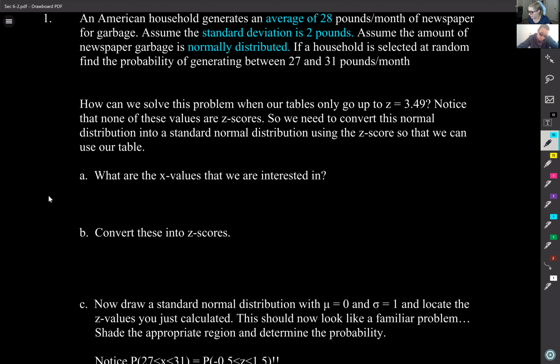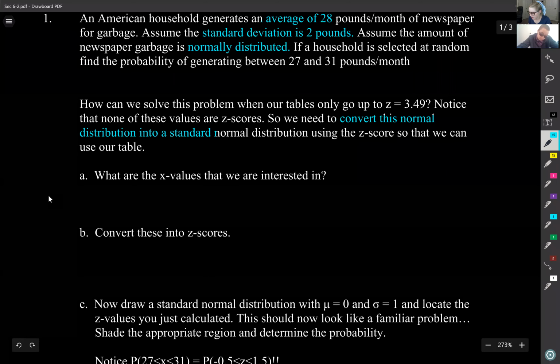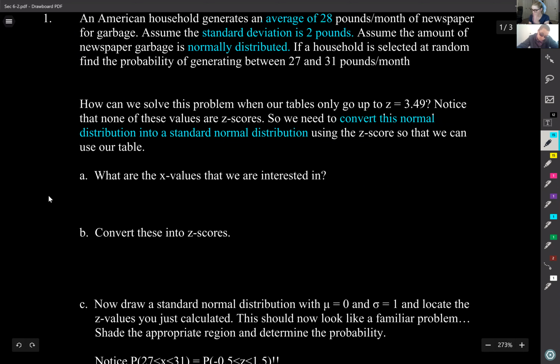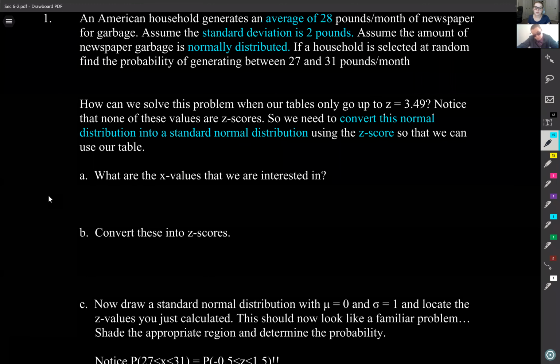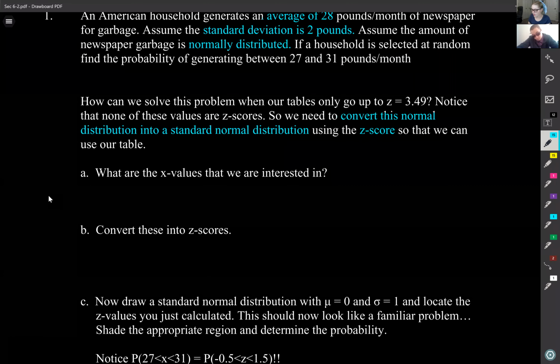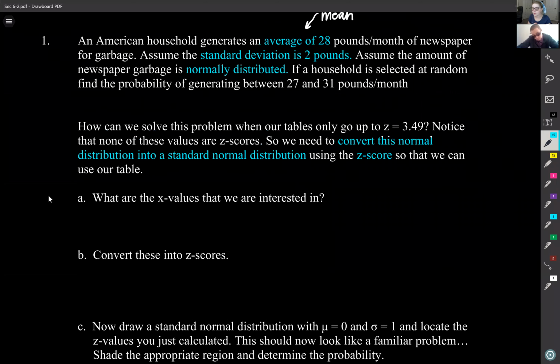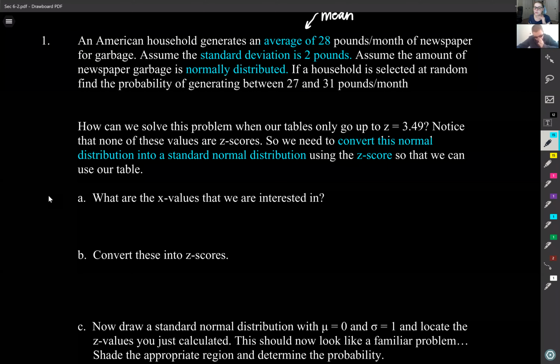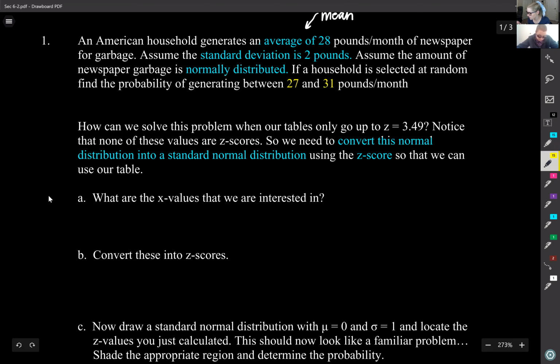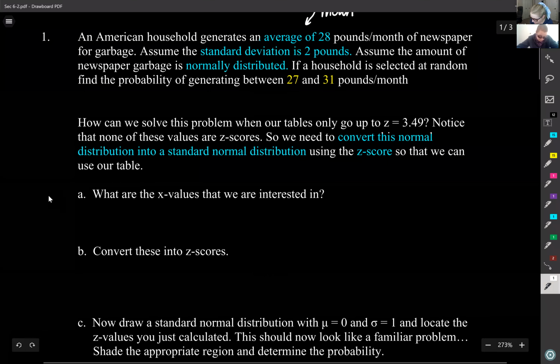So, it says we need to convert this normal distribution into a standard normal distribution. And this is when we use that thing called a z-score, and that's just so we can use our tables. So first of all, part A just says, what are the x values that we are interested in? The values that we're interested in are the ones where we're asking, what's the probability of something falling between these values? So our question asks, if we select one at random, what's the probability that it falls between 27 and 31 pounds? So those are going to be the x values that we're interested in. So we are interested in 27 and 31.